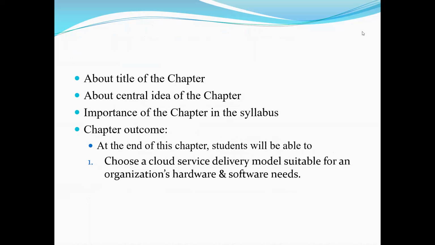That is, choose a cloud service delivery model. We will try to cover this from the organization's point of view: what type of hardware and software are needed, and how you are going to implement it through the cloud, that we are going to see here. So this is the brief introduction and the points being covered using our PPT format.